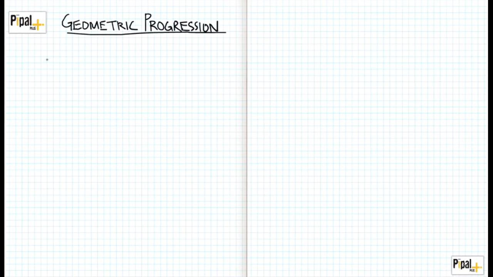Let's look at a GP now. A geometric progression is a sequence where the ratio of each number to the previous number is consistent across. So let's take an example: 1, 3, 9, 27, 81, and so on. You notice that in this series, the first number 1, when multiplied by 3, gives the next number. Now this number 3, when multiplied by 3 again, gives the next number 9.